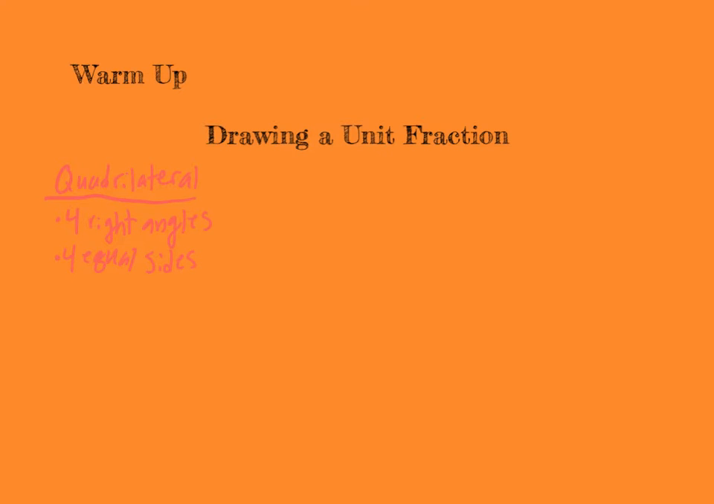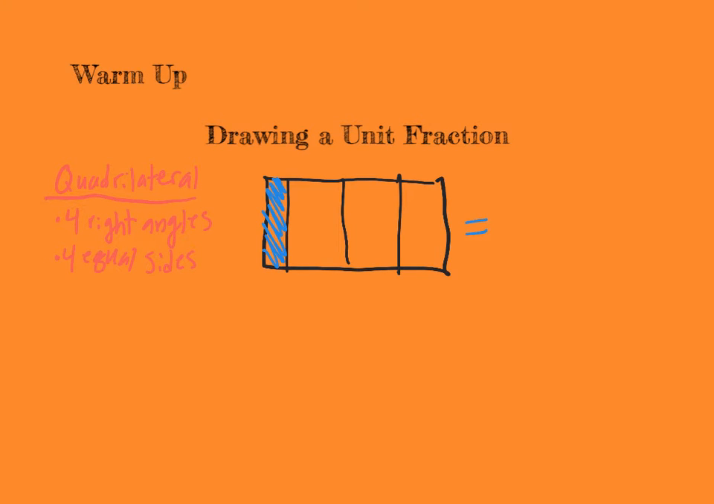So, for a warm-up, I will teach you how to draw a unit fraction. First, we have a quadrilateral. This means 4 right angles and 4 equal sides. Now, if you partition it into 4 equal sections, and then you shade in one part of the quadrilateral, what does that equal? It equals 1/4 of a fraction.